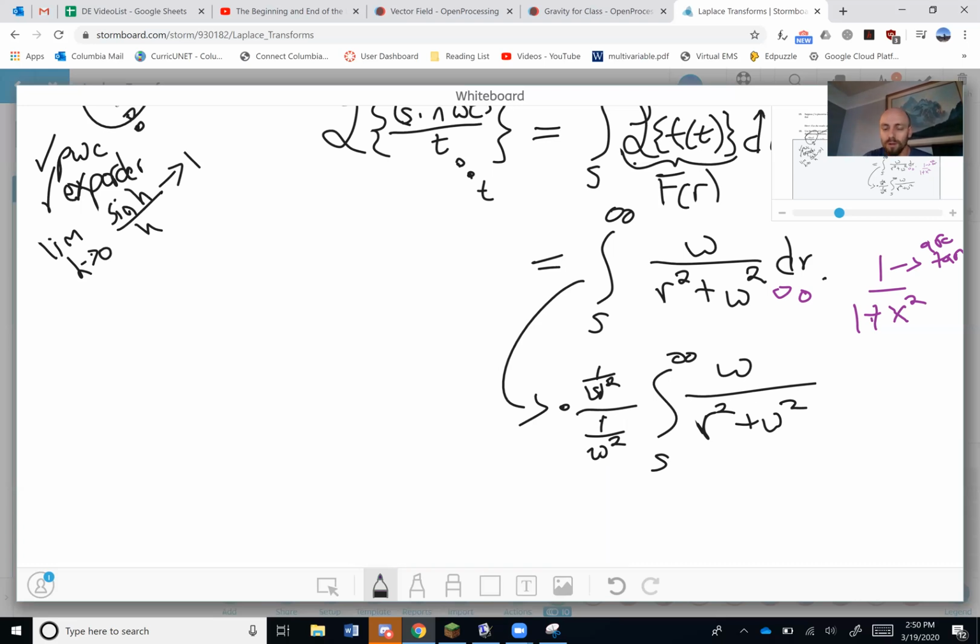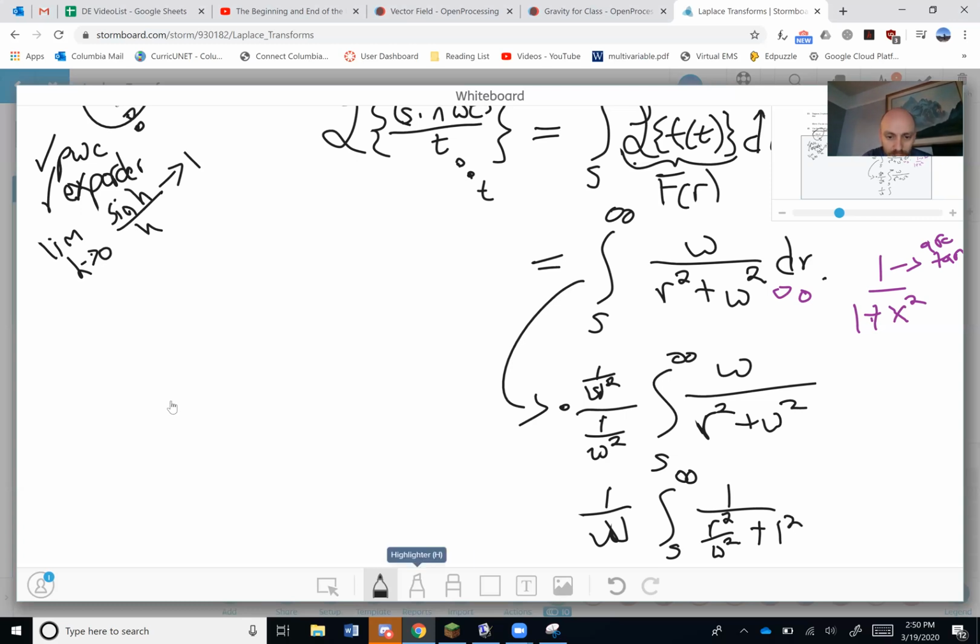So next step, I've got a 1 over w out front. That's this w from here and the 1 over w. And then I have the integral from s to infinity of 1 over r squared over w squared plus 1. And I guess I may as well square the 1. Oh, I guess it's not squared in the thing.